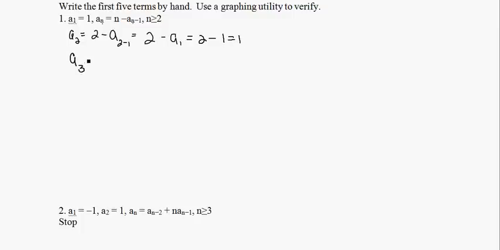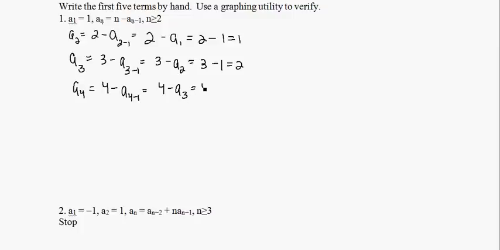Now our third term: wherever I see n, I put 3. So 3 minus a sub 3 minus 1 equals 3 minus a sub 2, which is 1. So it's equal to 2. A sub 4 is equal to 4 minus a sub 4 minus 1, which equals 4 minus a sub 3, which is 2, so it is 2.